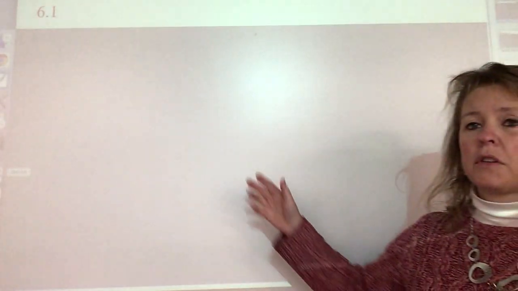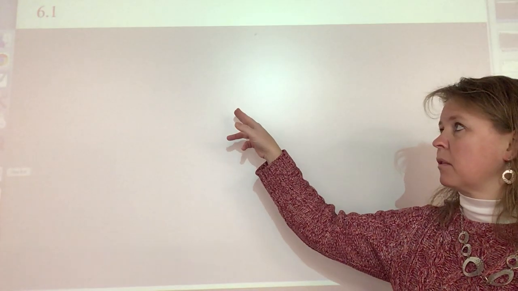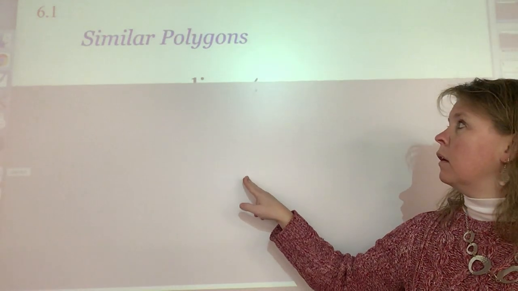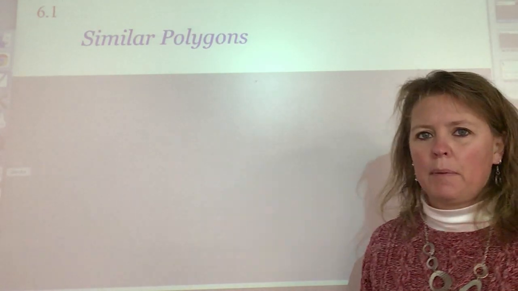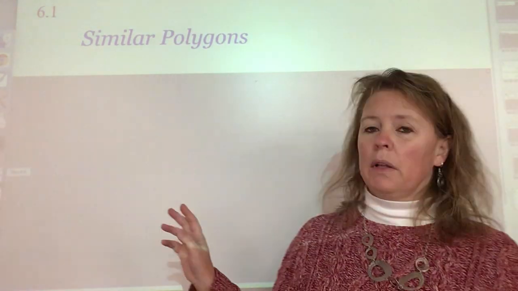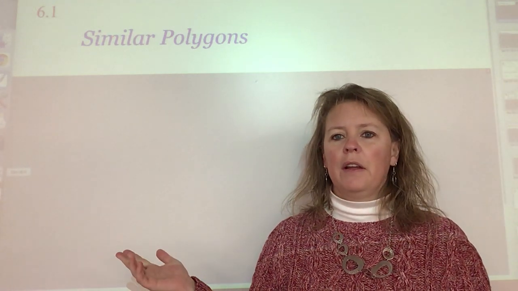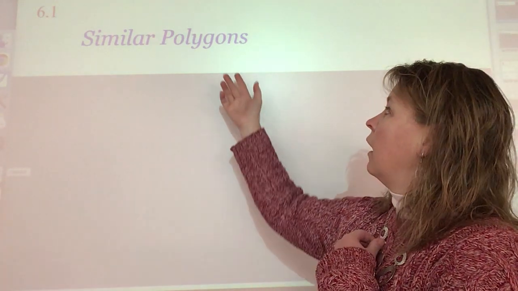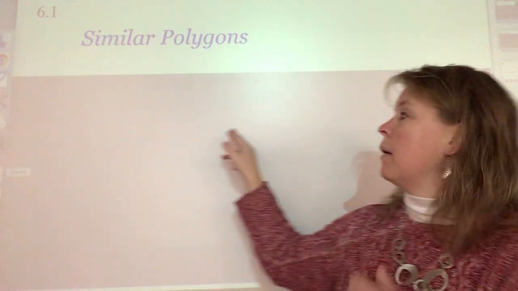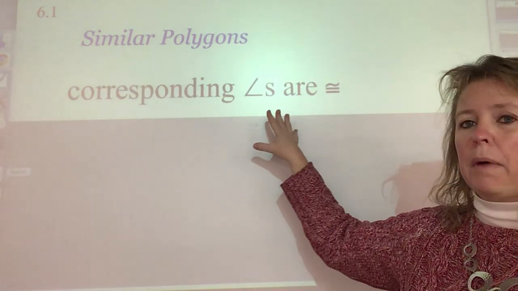Video lesson for chapter 6, starting with section 6.1. We're going to be talking about similar polygons, very closely related to congruent figures that we've done in the past, but this time similar, meaning their corresponding angles are congruent.